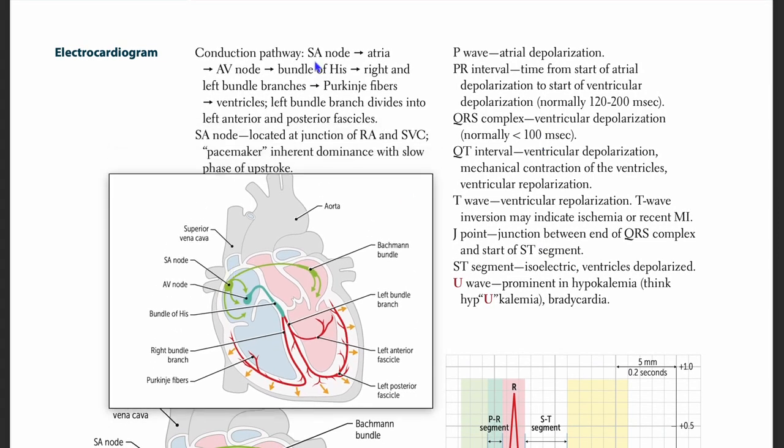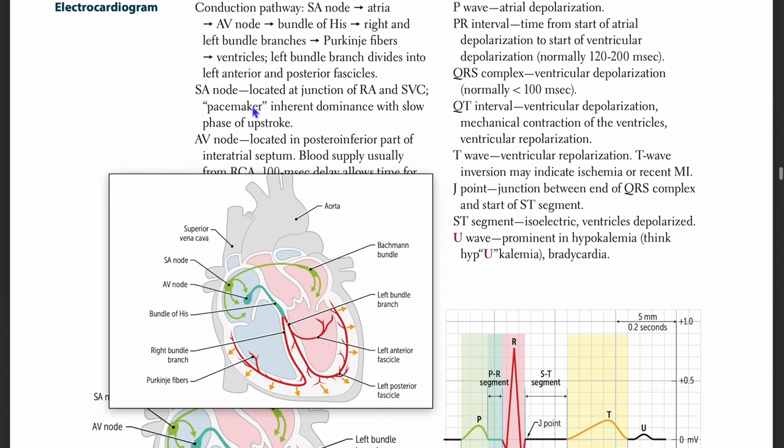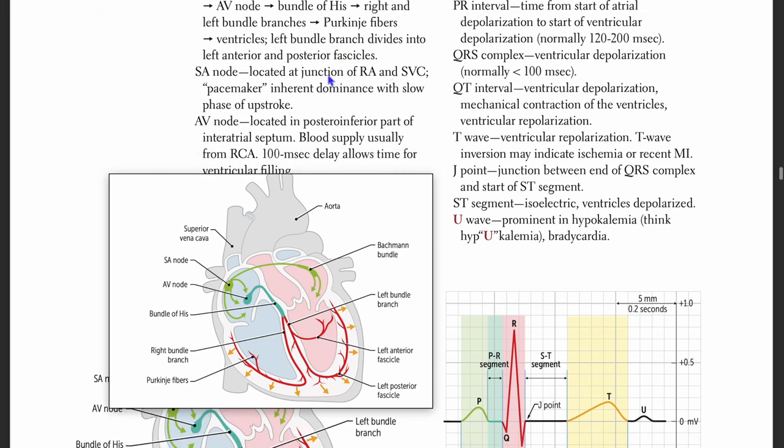Okay, so again, SA node to atria to AV node to bundle of His, right and left bundle branches, and then Purkinje fibers and ventricles. Right, so Purkinje fibers and then the ventricles. Left bundle branch divides into left anterior and posterior fascicles. That's just left anterior, and then you have one going to the back, which is the posterior fascicle. SA node is located at the junction of the right atrium and superior vena cava.